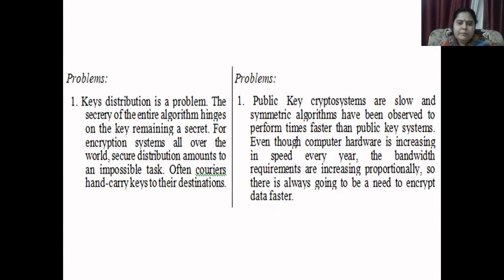Next, what are the problems in traditional encryption? Key distribution is a problem. The secrecy of the entire algorithm hinges on the key remaining a secret. For encryption systems all over the world, secure distribution amounts to an impossible task. Often, couriers hand-carry keys to their destinations.